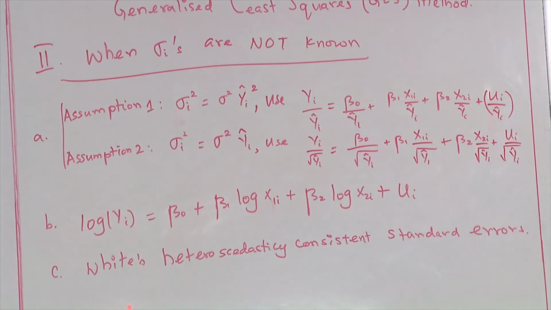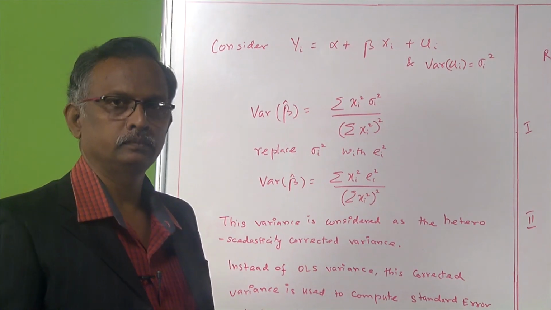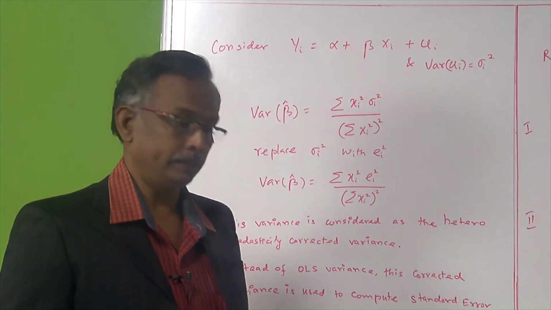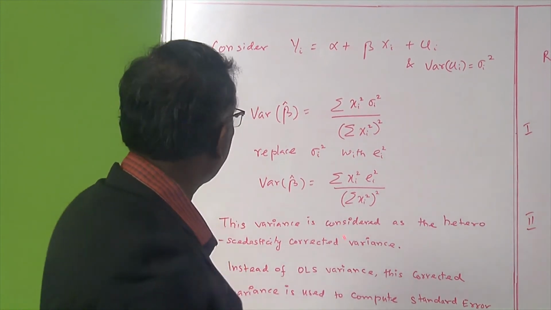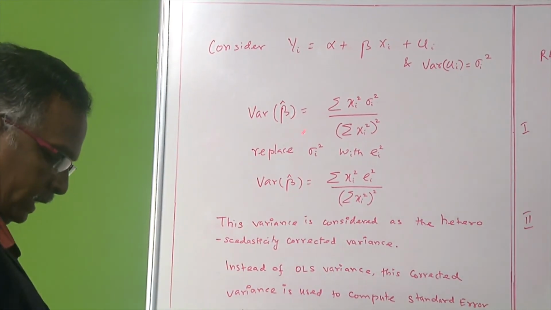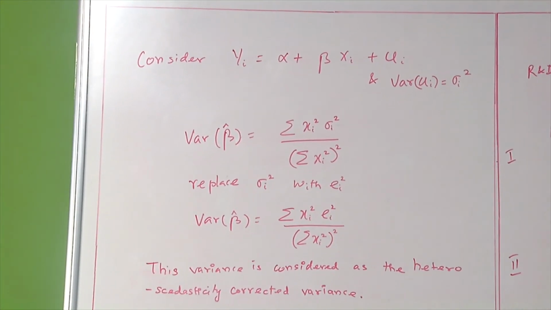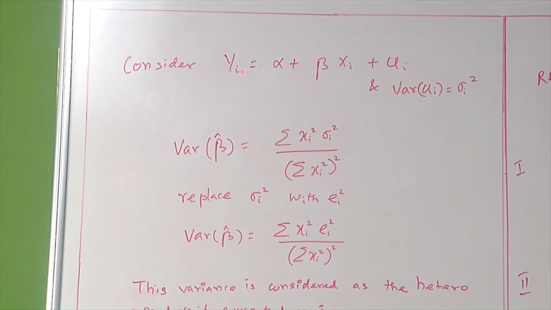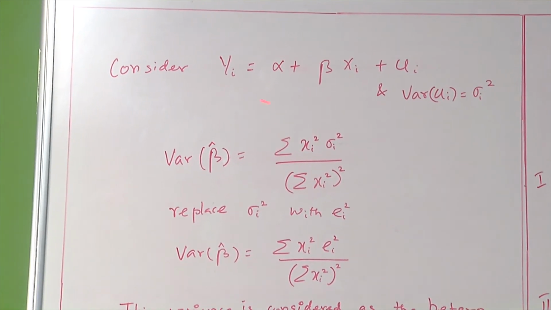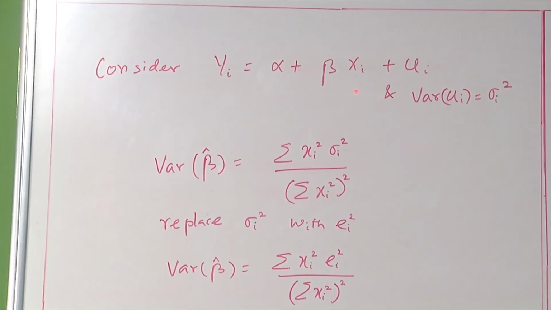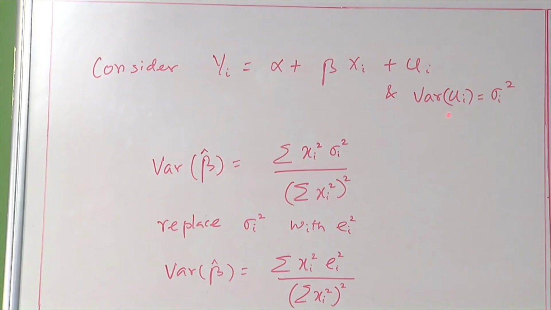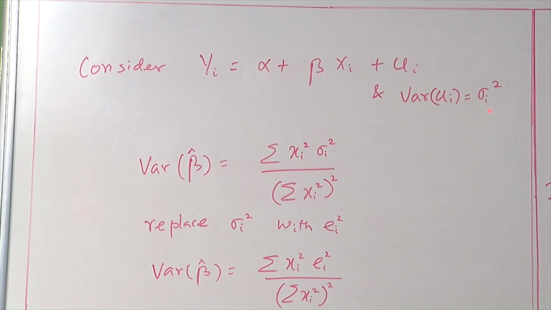The last method, the last procedure we can think of, is White's heteroscedasticity consistent standard error procedure. White suggested the procedure to compute the heteroscedasticity consistent standard error. Consider a regression model y_i is equal to alpha plus beta x_i plus u_i. Here the variance of u_i is equal to sigma_i square.